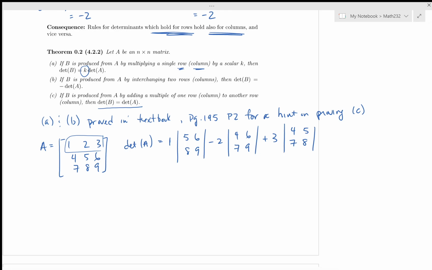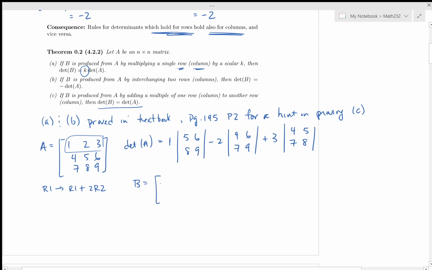Now I'm going to form B. What am I going to do? I'm going to do a row operation. Row 1 becomes row 1 plus 2 times row 2. That is going to be B. Let me go ahead and write it. So B is going to be this matrix. Row 1 is going to change.